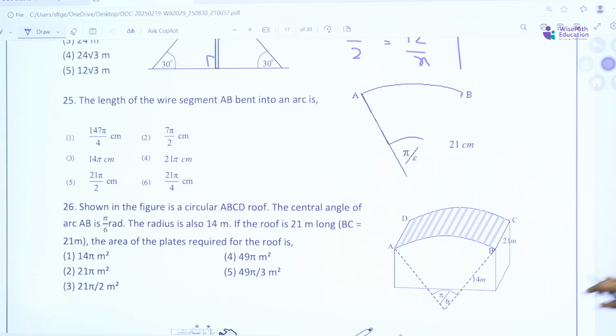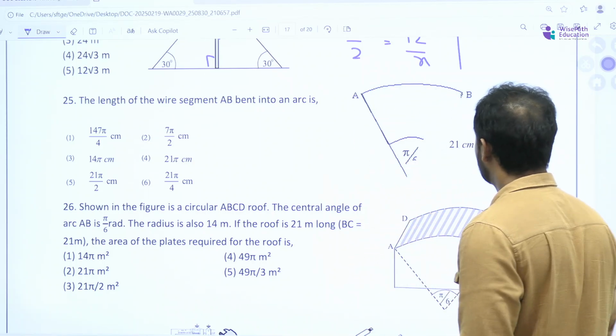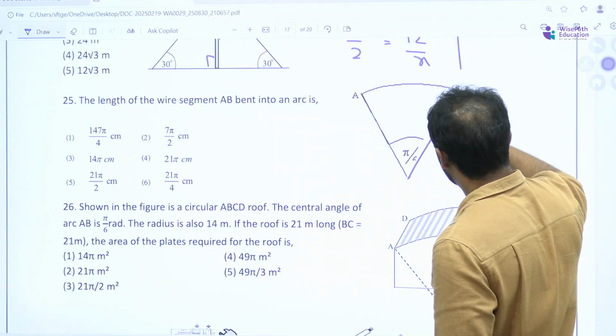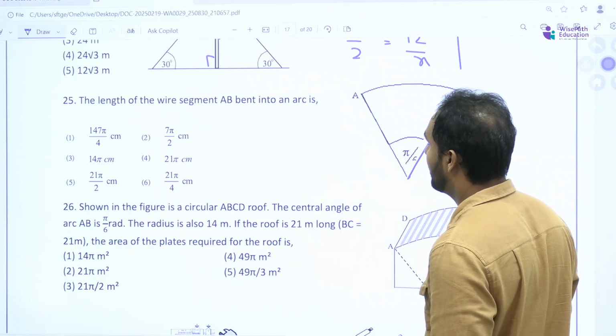Come to the next question. The length of the wire segment AB bent into an arc.